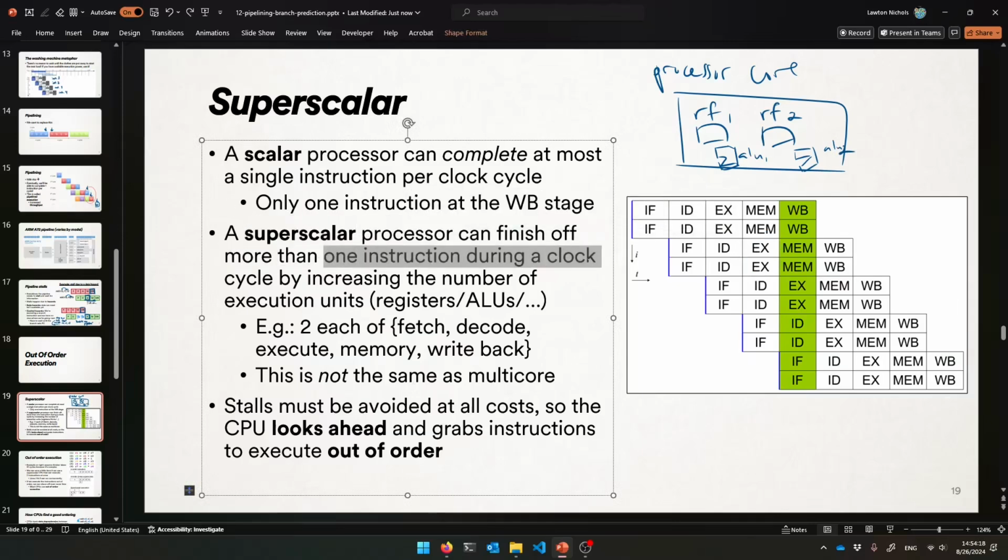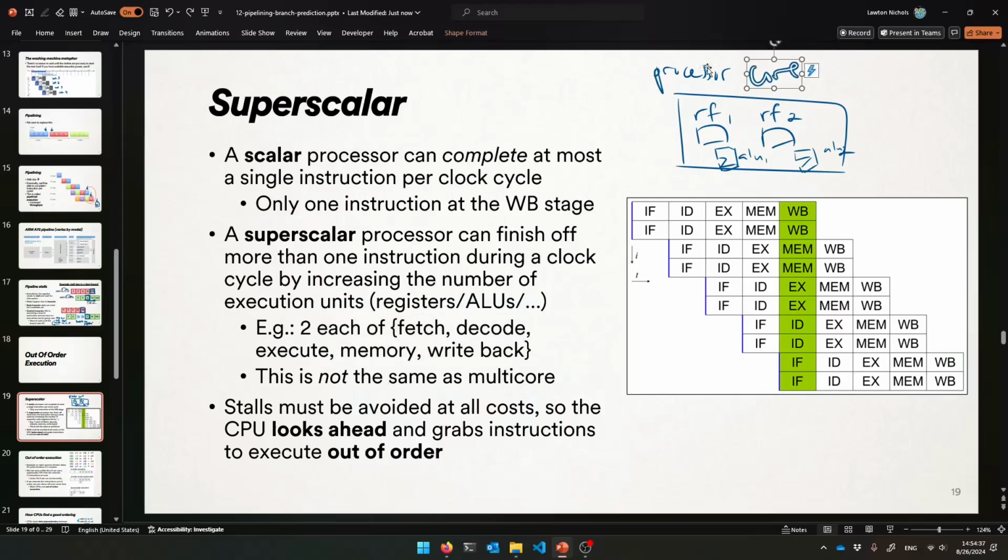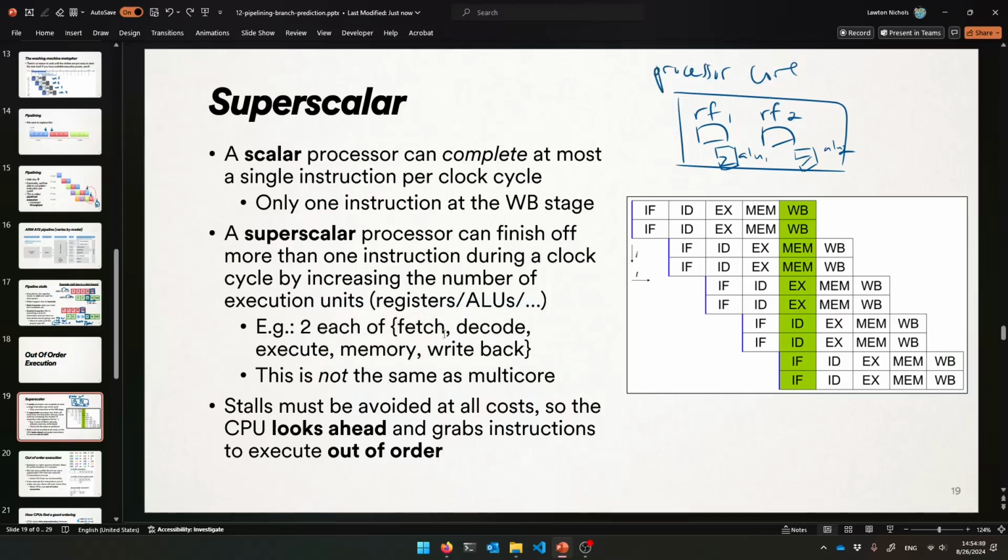It can finish more than one instruction every clock cycle by increasing the number of execution units. So it's got multiple copies of registers, multiple ALUs instead of just one, and it's able to do 2 each of these stages: fetch, decode, execute, memory, write back. By the way, this is not the same as multi-core. This is all happening in the same processor core. This is not multi-core yet. So that's pretty cool: 2 fetches, 2 decodes, 2 executes, 2 memories, 2 write backs, and it all can be chained and pipelined.